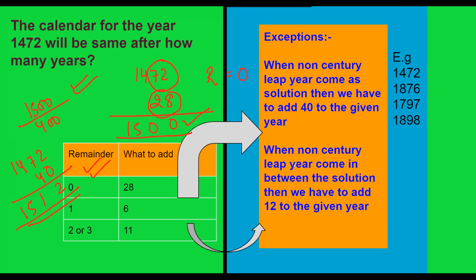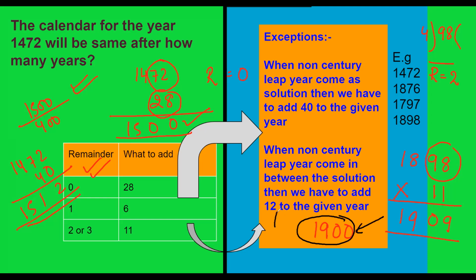I have written the rule nicely so that you can read it and take a note. Similarly, when a non-century year comes in between the solution, suppose you take 1898. If you take 98 divided by 4, how much is the remainder? The remainder is 2, so you should add 11 to it, right? So 8 plus 1, 9, and then 1909. But no. Whenever this type of thing comes, you can see 1900 is a non-century year, which is coming in between the answer. So in that case, we have to add 12.